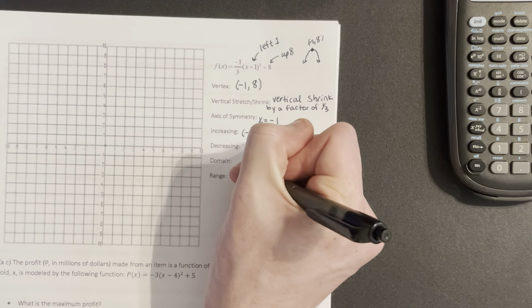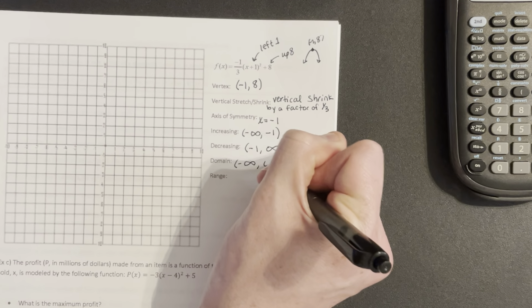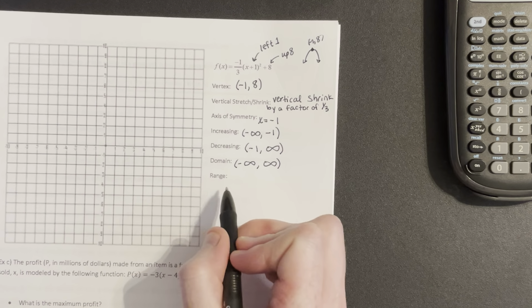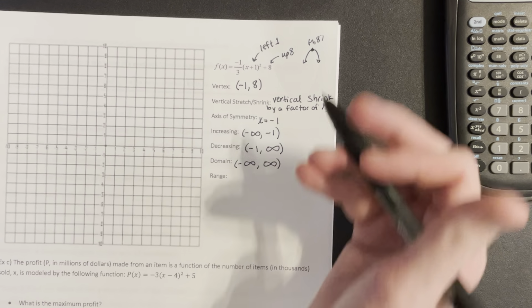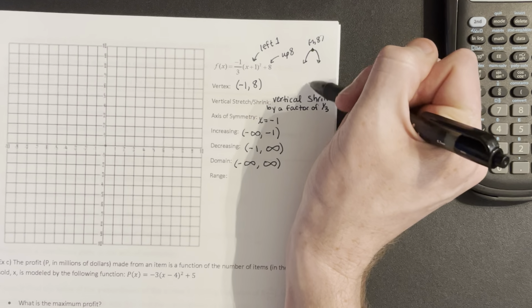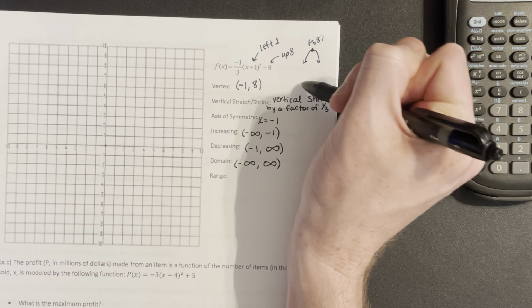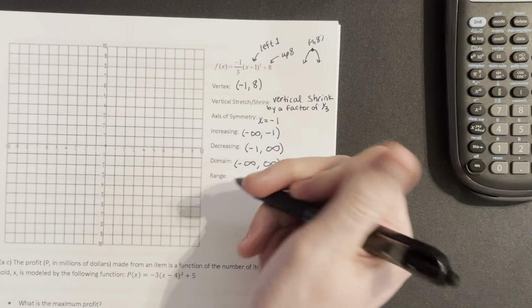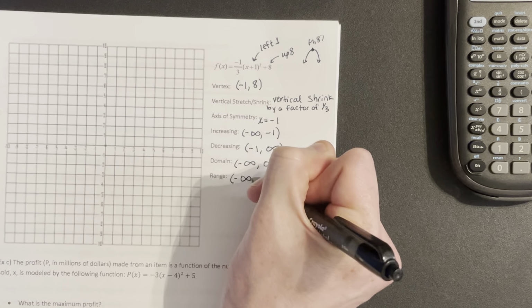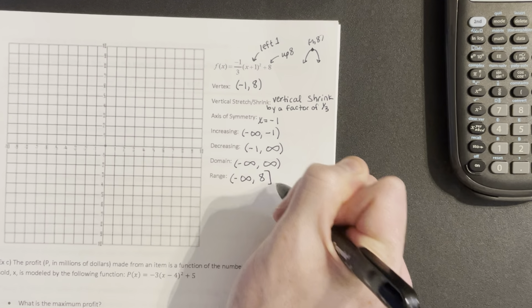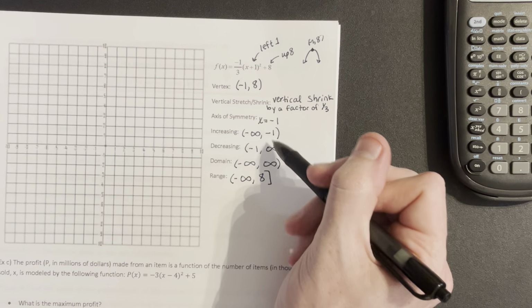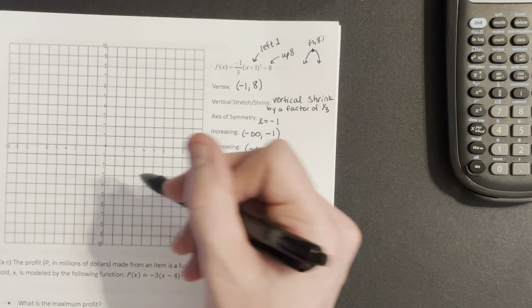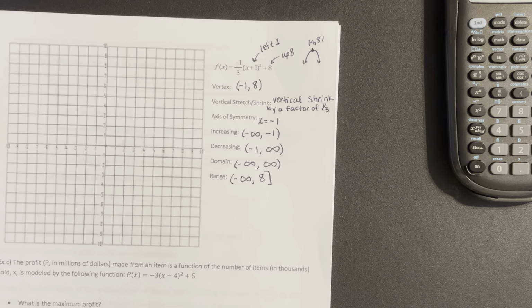All right, the domain is all real numbers like we've seen. It's always going to be all real numbers for a parabola. But the range, this one's flipped this time. So now the y values are going to go all the way from -infinity until you get to the highest y value, which would be 8. So parentheses -infinity all the way to 8 with a bracket. Now you could wait to do the increasing, decreasing, domain, and range, all that, after you've graphed this. So that would be one option.